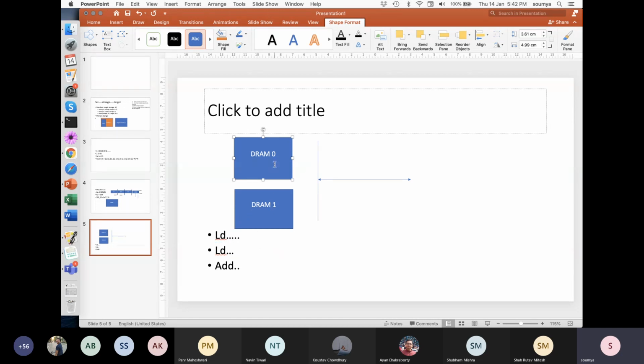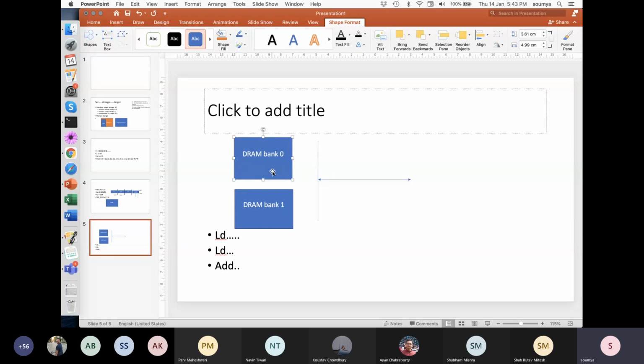Now for most practical purposes, DRAMs are banked. If you see a DRAM chip, you will see multiple ICs sitting on it. Have you ever seen a DRAM chip? Those are the memory banks. Now how is the data arranged in the memory? So this is DRAM bank 0, and this is DRAM bank 1. That would mean, let's say, address 0 is here, address 1 is here, address 2 is here, address 3 is here, address 4 is here, address 5 is here. The mapping is like this.